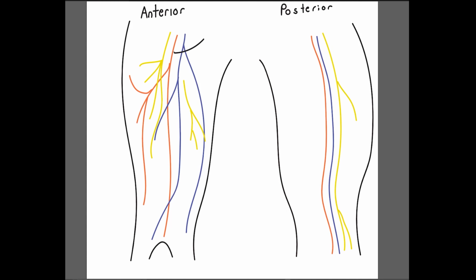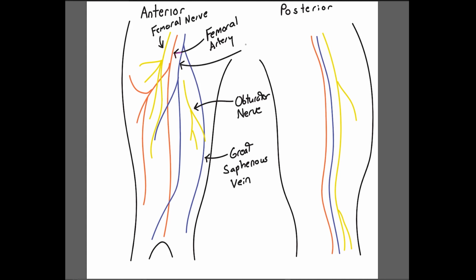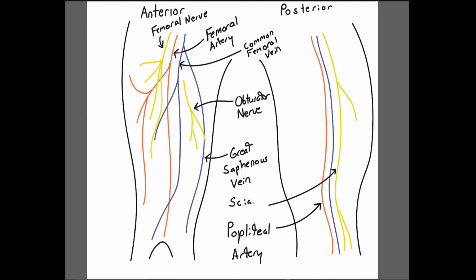The obturator nerve can also be seen on the anterior side, on top of the adductor brevis. On the posterior side, the sciatic nerve moves down the leg after appearing under the piriformis. Alongside it is the popliteal artery and vein located behind the knee.